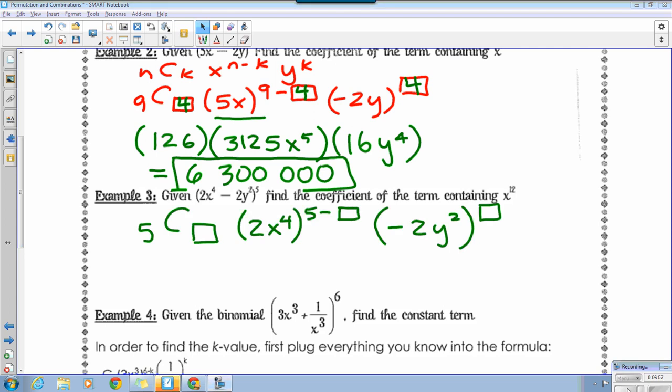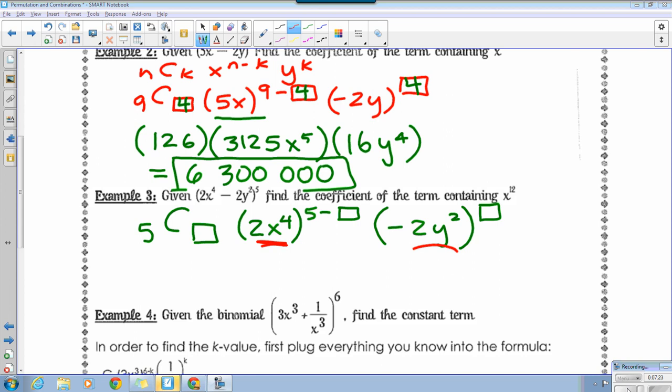Okay, so this is the question set up. Same sort of thing. We know that the 5 is going to be our n value because 5 is the exponent on the binomial. So I have all the 5s set in. I have this right here being the first term raised to the n minus k. This thing being the second term raised to the k. And we're looking for something that's going to give us an x to the 12th.